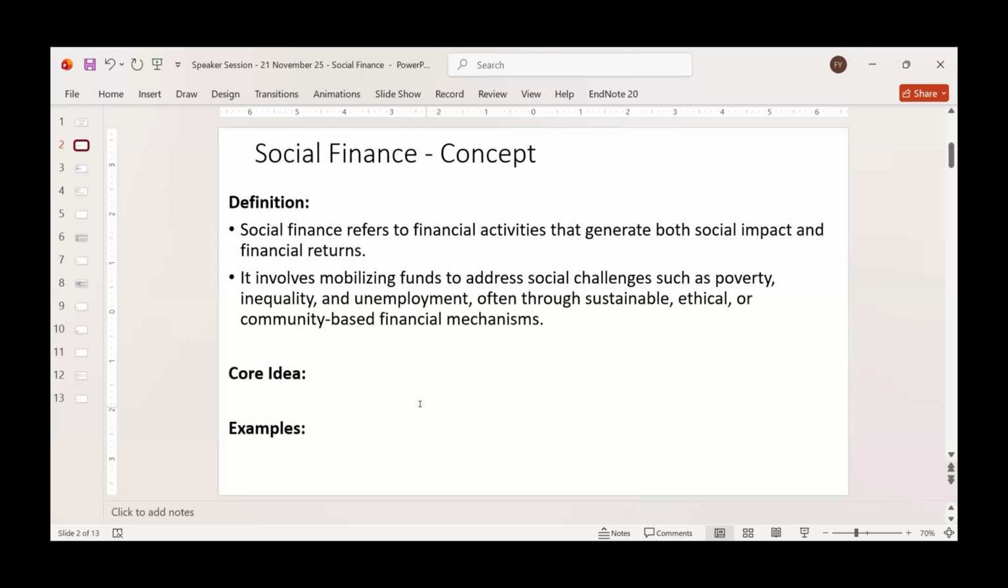We have examples of social finance instruments like microfinance, microcredit, Islamic social finance, crowdfunding, and cooperatives and community-based lendings.